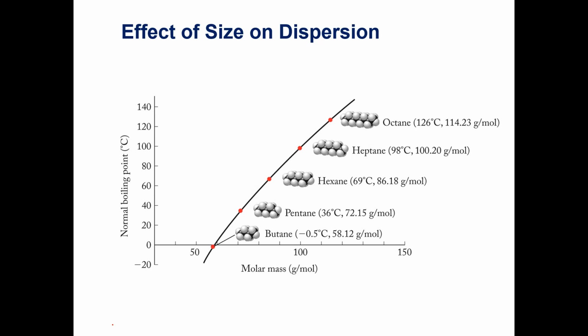So another example of a larger molecule, if we go up the number of carbons in a hydrocarbon, so we go from butane, which is 4 carbons, to pentane, which is 5 carbons, to hexane, which is 6, heptane is 7, octane is 8. You can see we're increasing the molar mass here. We're also increasing the boiling point.